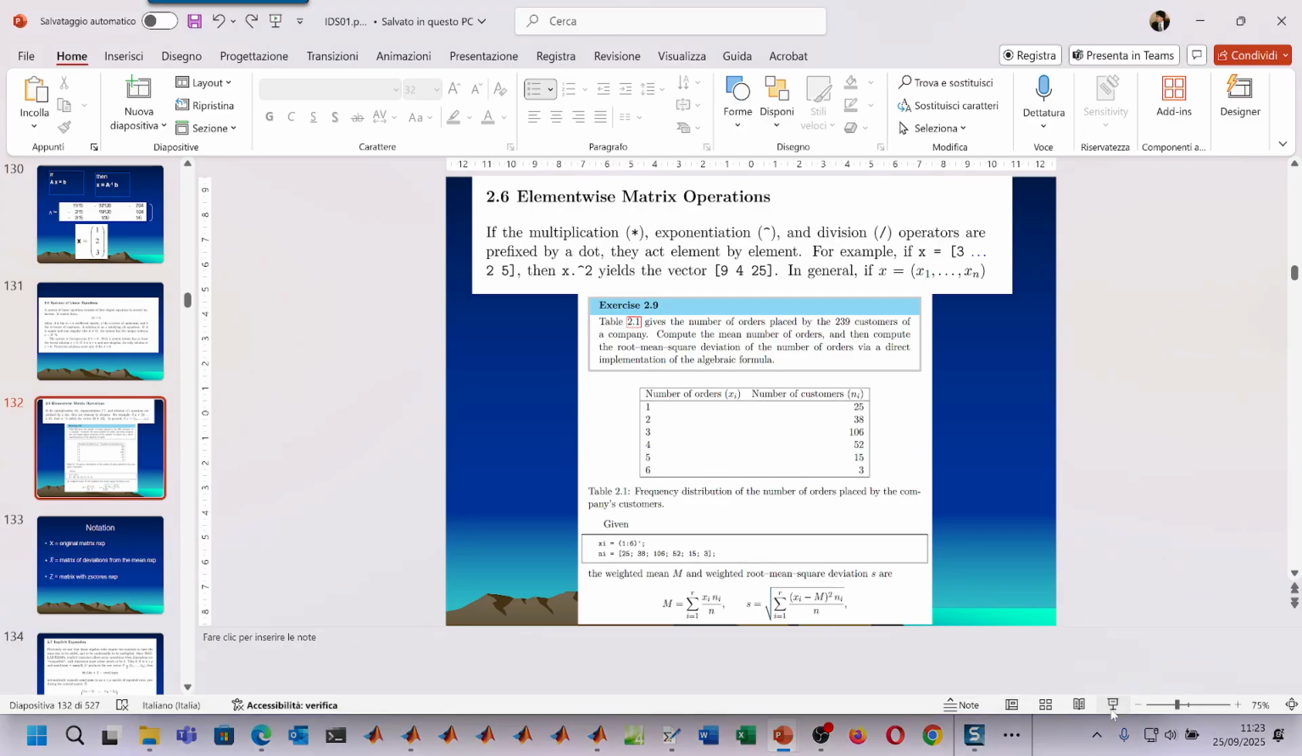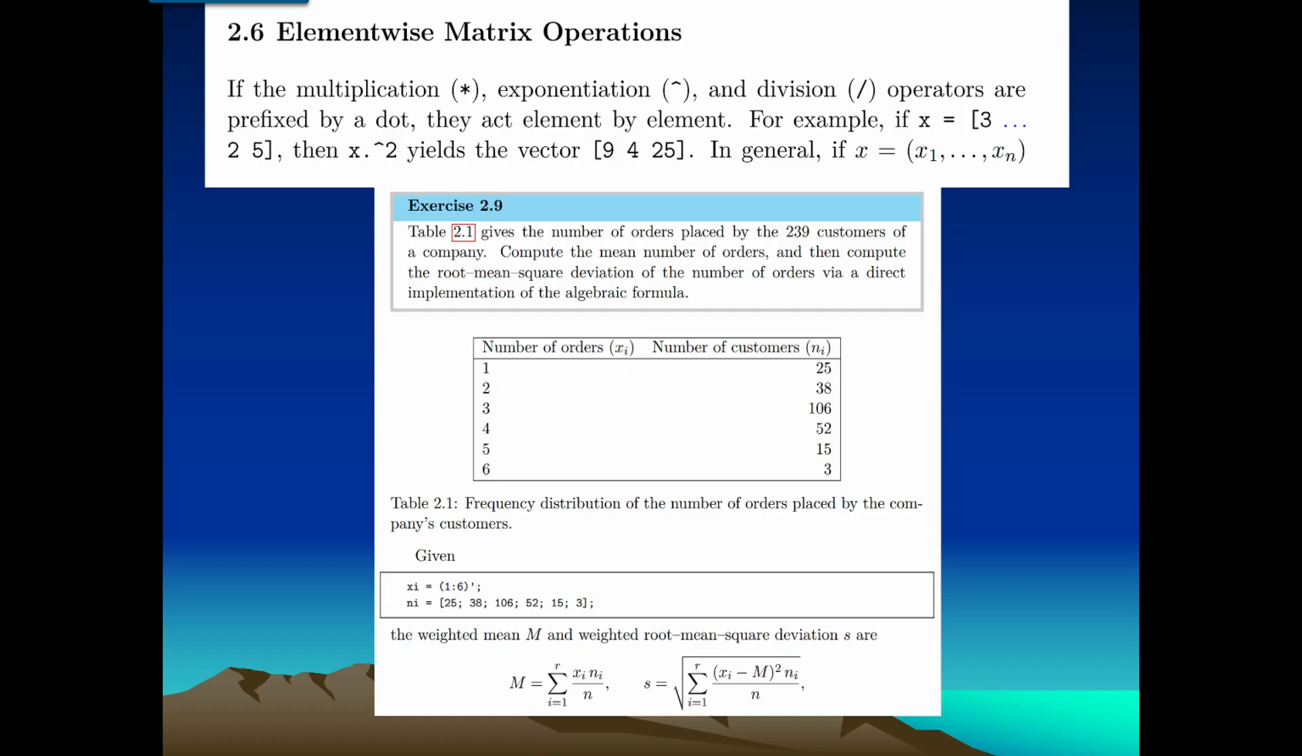So here, if you want to compute, for example, the standard deviation of this thing, shall we do it together or can we skip it? How do you compute the mean? So the mean is the weighted mean. Okay, this is the frequency distribution. So each element of x must be multiplied. This is the formula here. And this is the standard deviation. Can I skip it? Okay, I can skip it.